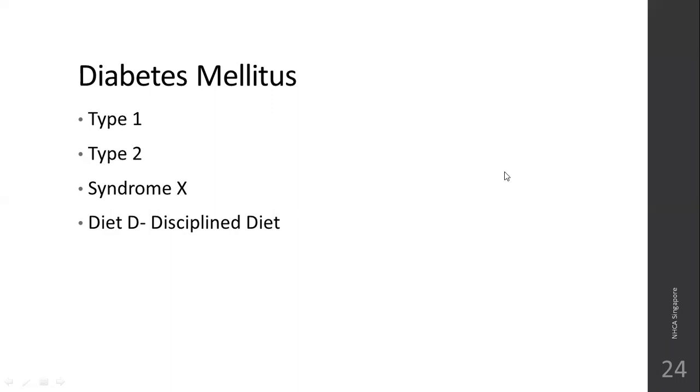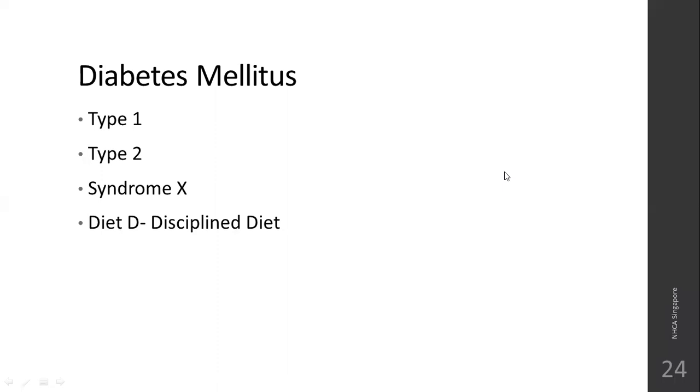Insulin resistance, gestational diabetes, type 1 diabetes, type 2 diabetes. So these are the classifications of diabetes. Type 1 is common among children. That is also called juvenile diabetes, where the pancreas is not able to produce insulin at all, because of autoimmune deficiencies and all.